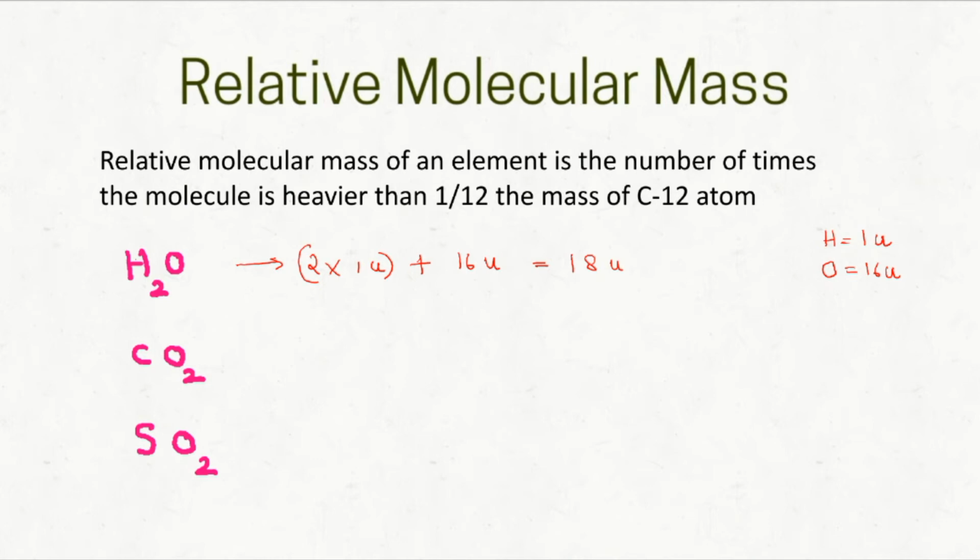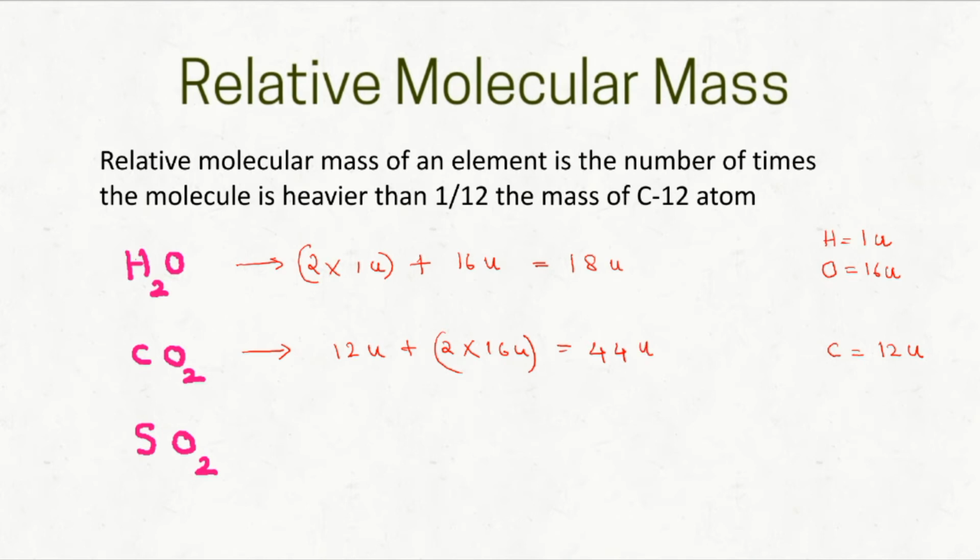Now find out what will be the molecular mass of carbon dioxide. What's the atomic mass of carbon? That will be equal to 12 units, right? Oxygen we have already written. But in carbon dioxide, 2 oxygens are there. So write it: 12 units plus 2 into 16 units, correct? If you are adding together, you will be getting 44 units, correct?